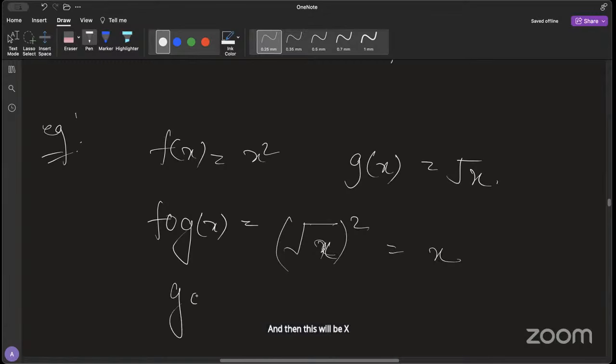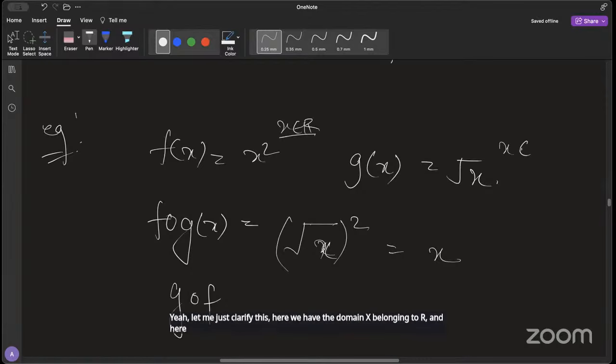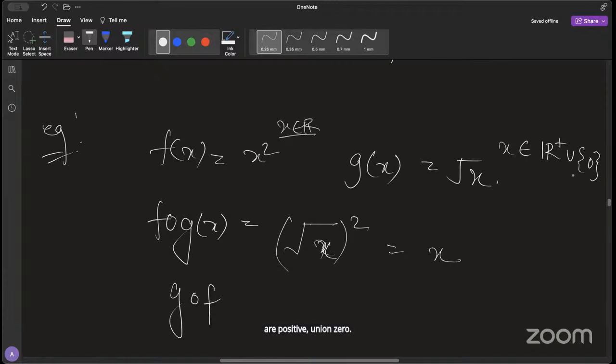And what about GOF? Here, let me just clarify this. Here we have the domain x belonging to R, and here the domain is x belonging to R positive union 0. R positive means positive real numbers, and this is 0. What is GOF? Again x. Yeah. What's GOF?